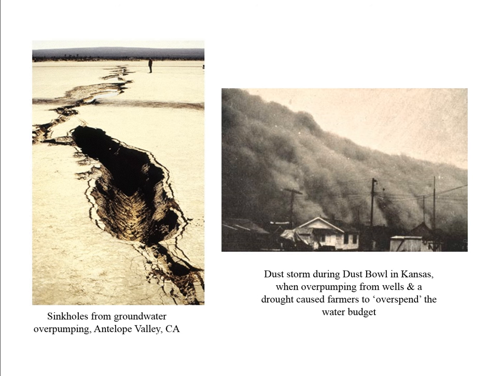Examples from the Great Depression. These are smaller sinkholes from too much groundwater being pumped out, and this is a dust storm, the Dust Bowl in Kansas.